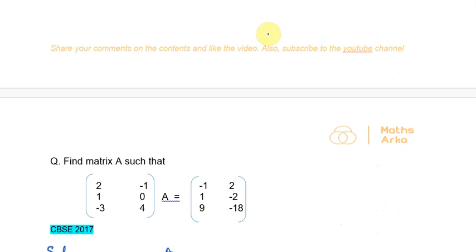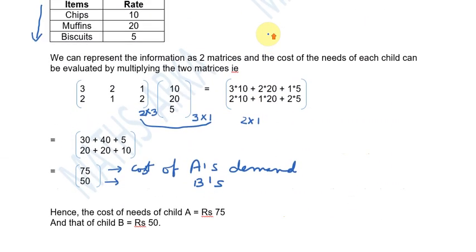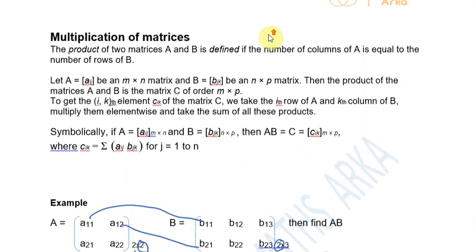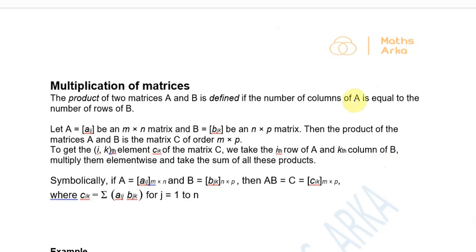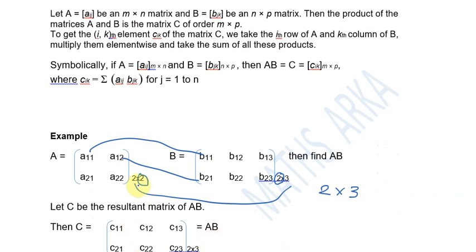Okay, so before we end, we can have a revision of all the things we learned today. We started with multiplication of matrices. Multiplication of matrices is defined only when the number of columns of the first matrix is equal to the number of rows of the second matrix. Then only the matrix multiplication is defined. Okay, and how do we multiply?